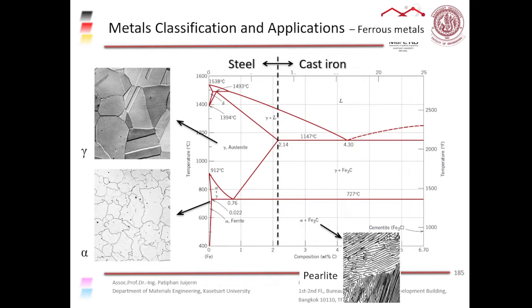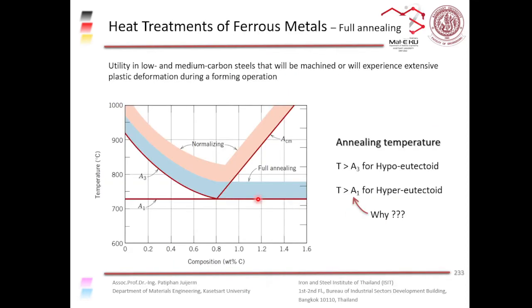Okay, that's a quick recap. So now let's have a look at this annealing process. For hypo-eutectoid steel, that means a steel with the amount of carbon less than about 0.8%, right? So hypo-eutectoid means you have less carbon than the eutectoid composition, which is about 0.8, 0.78, or roughly around there, right?